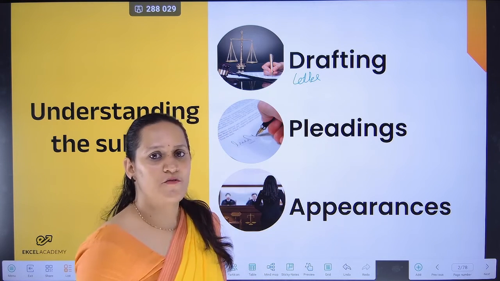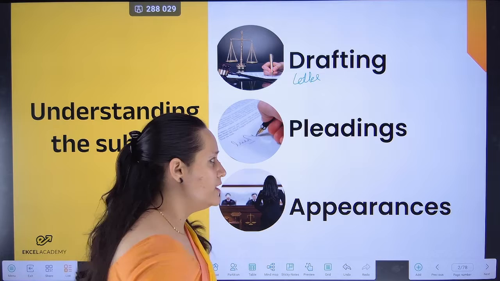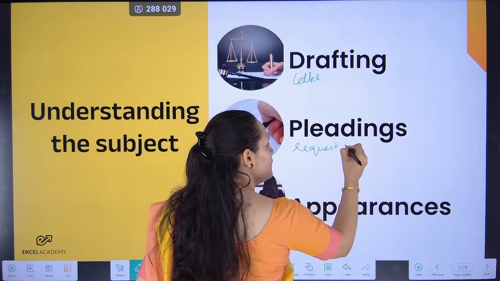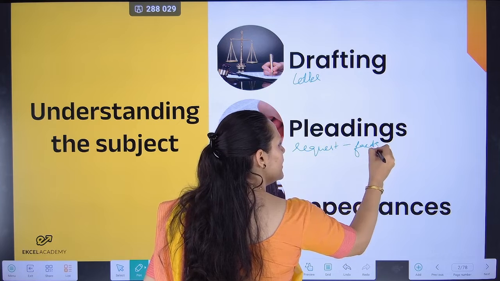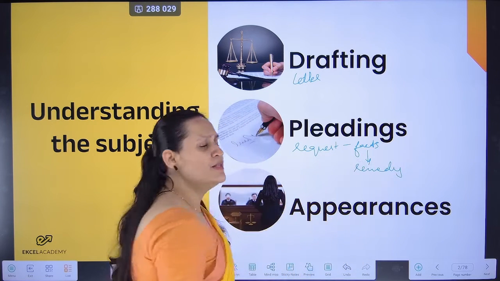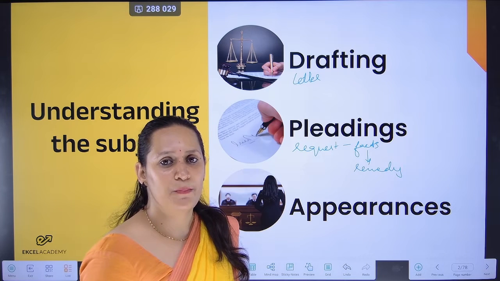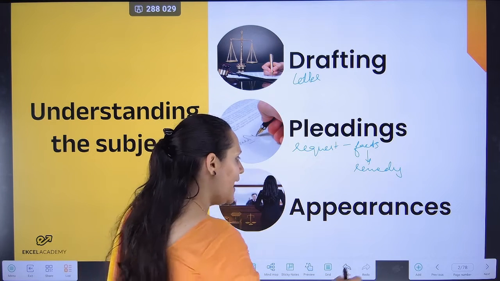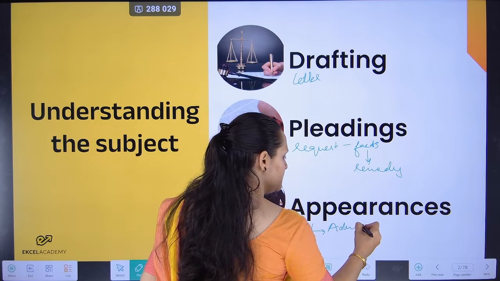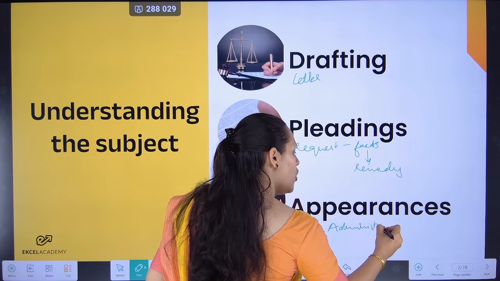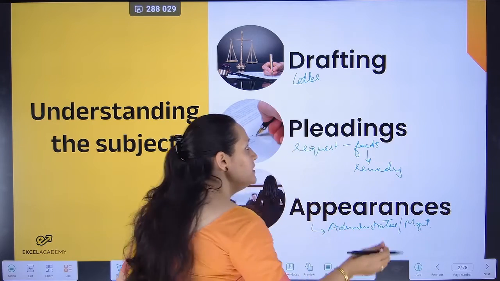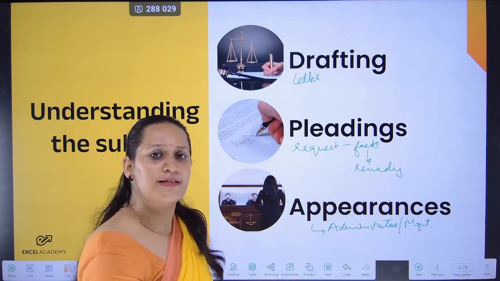We are going to draft a letter that itself includes drafting. Pleading, we are going to request on the basis of the facts of the nuisance. We are going to ask them to give us some kind of remedy so that there is no nuisance that is caused in the premises during the peak hours of the school. And we are going to submit that letter to the administrators or to the management of the school. This is drafting, pleading and appearances simplified.